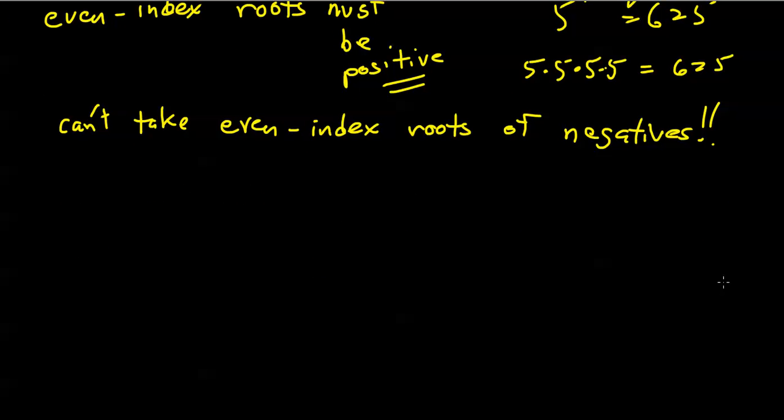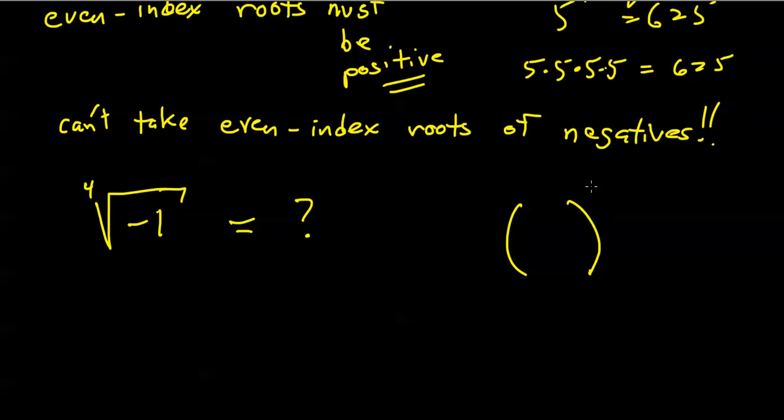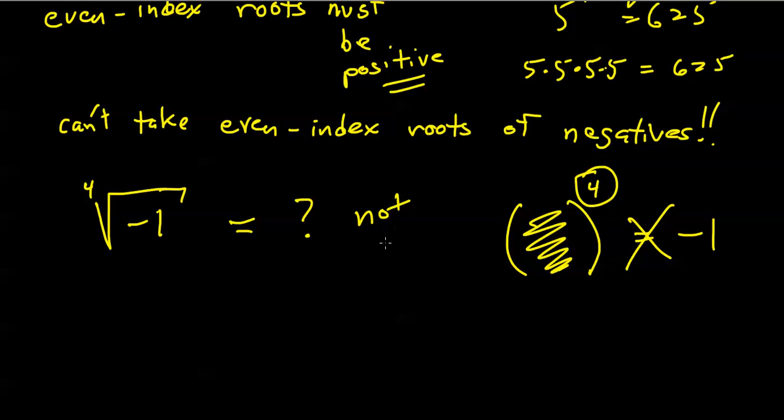I'll give you the simplest example possible, I suppose, the fourth root of negative 1. Well, basically what I have to identify is some number that I will raise to the fourth power to get negative 1. And there's nothing that you can raise to an even power to get a negative value. So I claim this is not real. Can't take even roots of negative values, right?